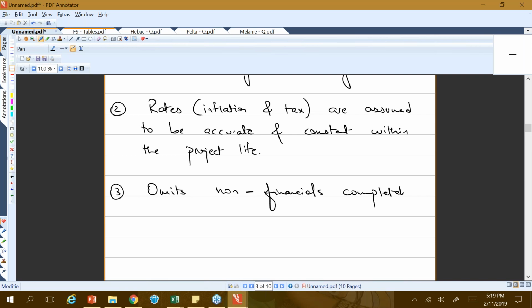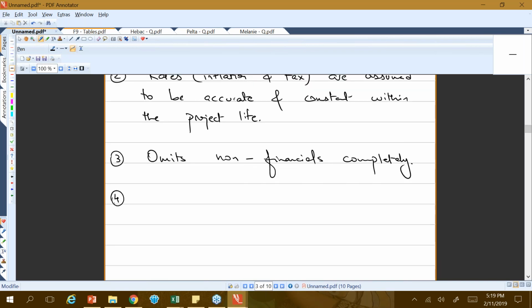So we never think of things like impact on stakeholders, impact on employees, etc. We never think about that. It is purely a financial measure, so it omits non-financials completely, which may be important for businesses.